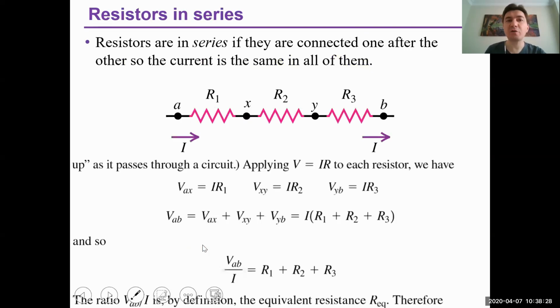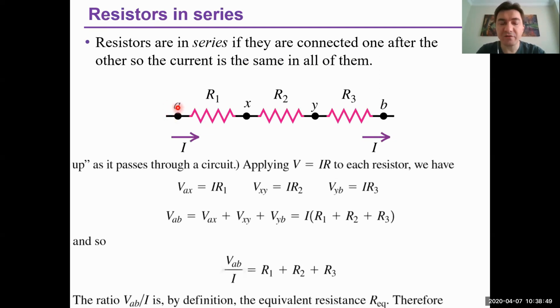So let's continue with resistors in series. What you see here is three resistors connected in series, and current I is passing through. So what is the equivalent resistance of that circuit? How do we calculate it?